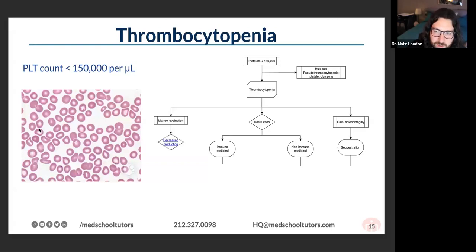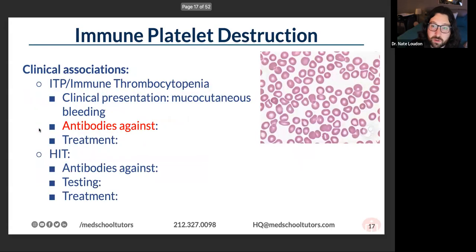And if they are being destroyed, we have to ask ourselves, is it coming from immune-mediated causes, or is this some other sort of hemolytic or overuse, we'll say. Yeah, so that's kind of where we look at it. And so the first thing we're going to look at is immune-mediated platelet destruction. The first thing we have to talk about when we're talking about immune-mediated platelet destruction is ITP.